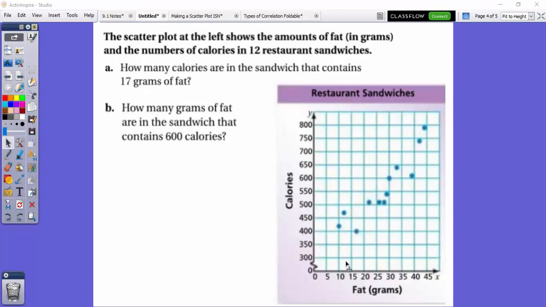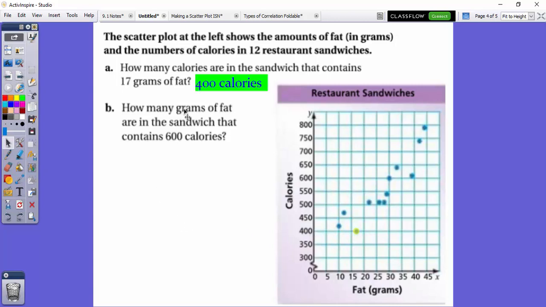So we look for the fat. Fat is on the x-axis, and 17 is between 15 and 20. So I'm going to go up and look for a point between 15 and 20, and it looks like it's right there. So I'm going to follow that over, stay on the line, and it looks like it's about 400 calories.